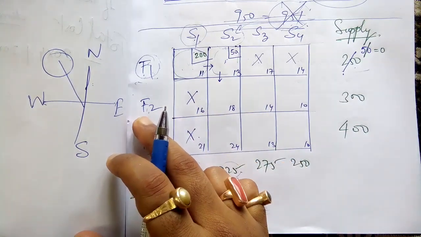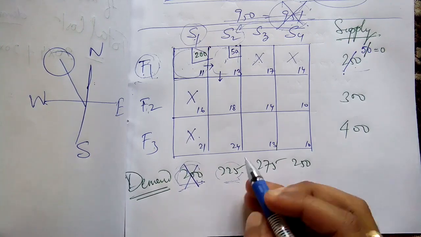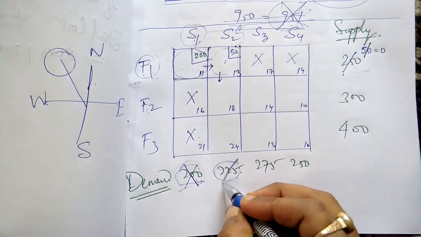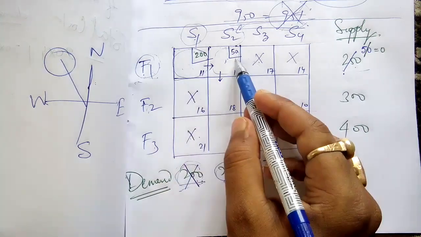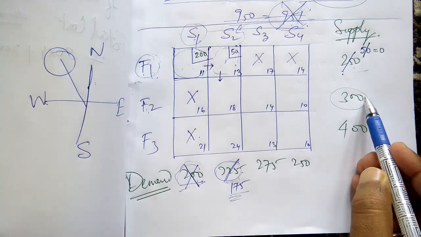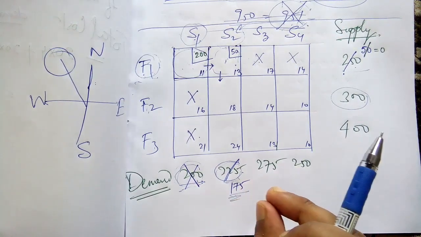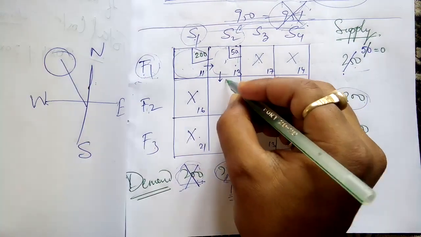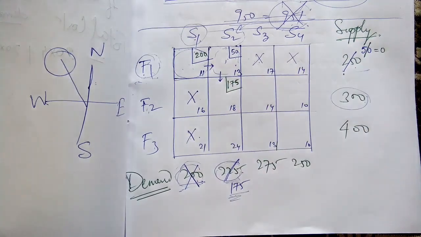From factory number 2. Now check what is the demand of store number 2? 225, but it is now 175 because 50 it has already got from factory 1. What is the demand? 175. And what is the supply of factory number 2? 300. What I have said before, if the demand is less than the supply, then fulfill the demand. So how much will I put in this box? Of course 175, because I will try to fulfill the demand.